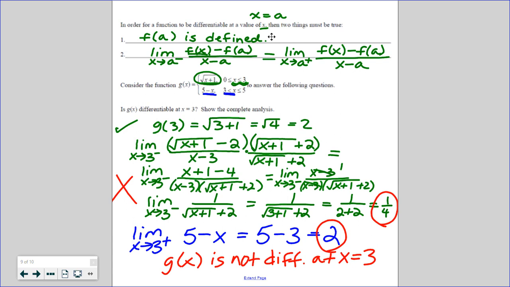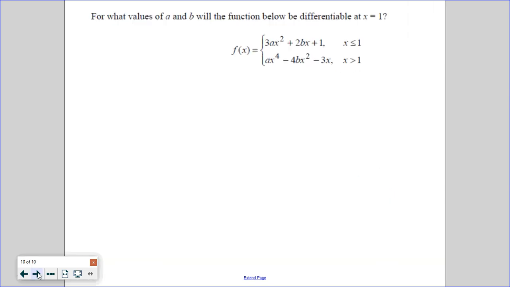All right. One last example, you guys. Sometimes you're going to be asked to find values that make the function differentiable. And in this case, we're going to go back to the idea that, first of all, the function has to be continuous for the function to be differentiable at x equals 1. And so let's say this question had been, for what values of a and b is the function continuous at x equals 1?